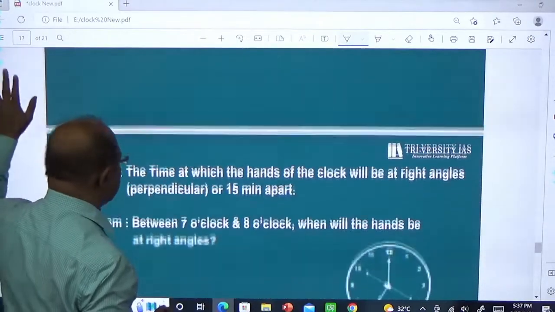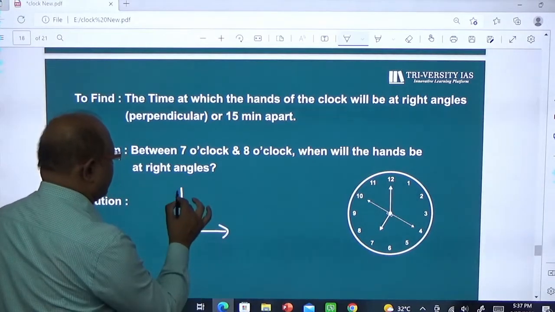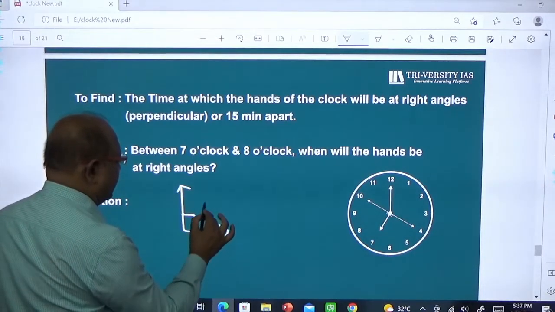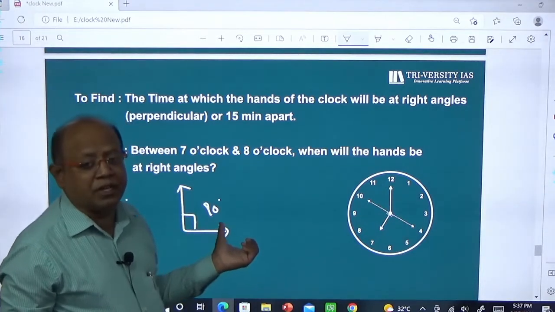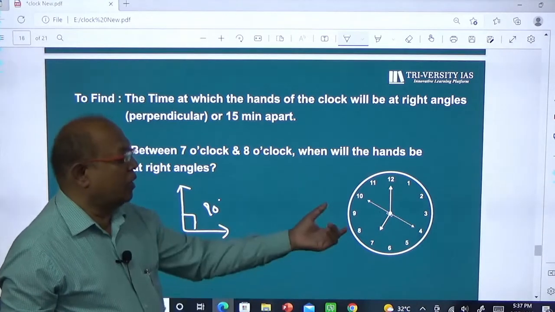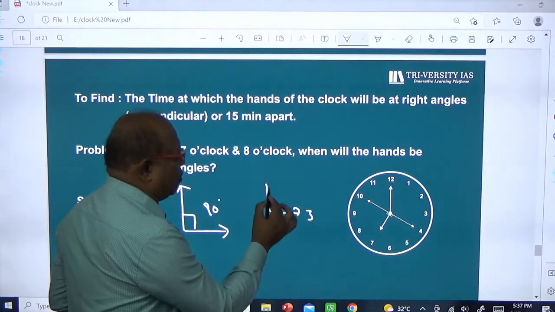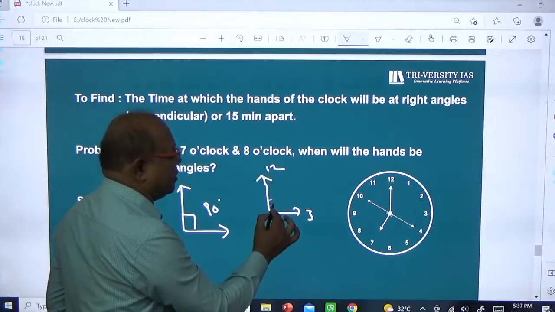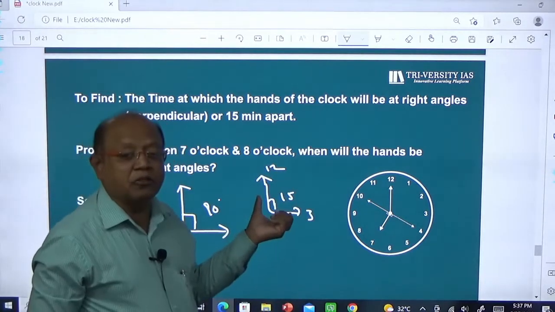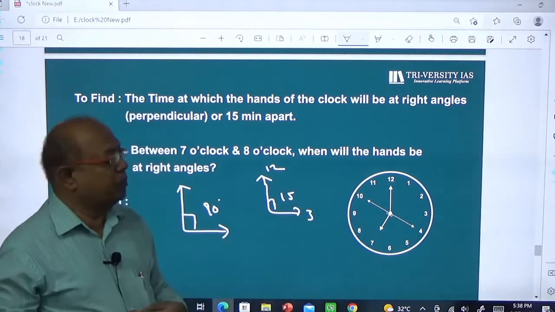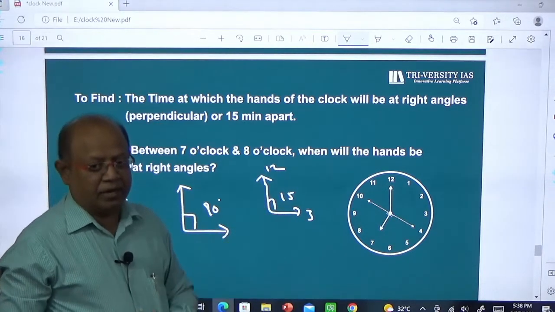Now right angles, the concept of right angles. We know this is a right angle. That means 90 degrees. Now if the hands of the clock are in this position, then no doubt it is 90 degrees. Say like 3 o'clock, no doubt it is 90 degrees. That means 15 minutes apart. If the gap between the smaller hand and the bigger hand is 15 minutes, then we can say the hands are at right angles.